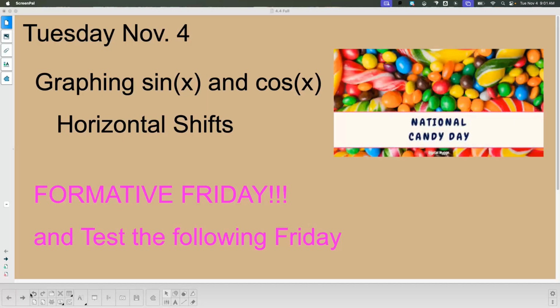Happy National Candy Day. There's a pile of it up here on the table. If you want to come up and grab some halfway through, that's fine too. I'm okay with that.